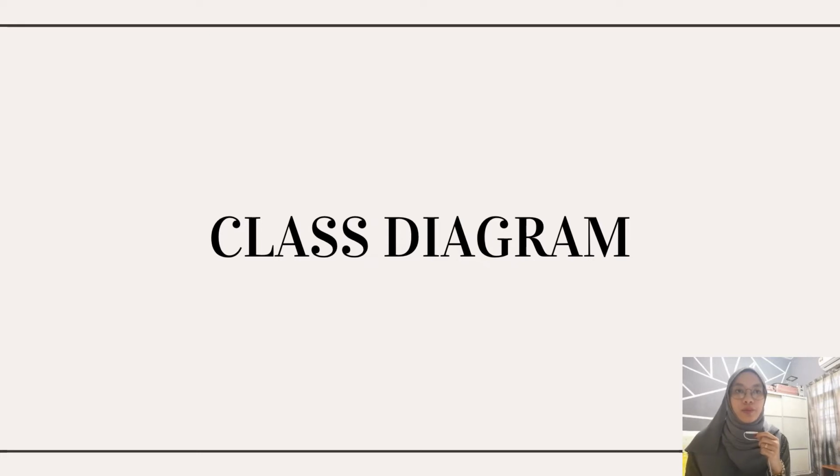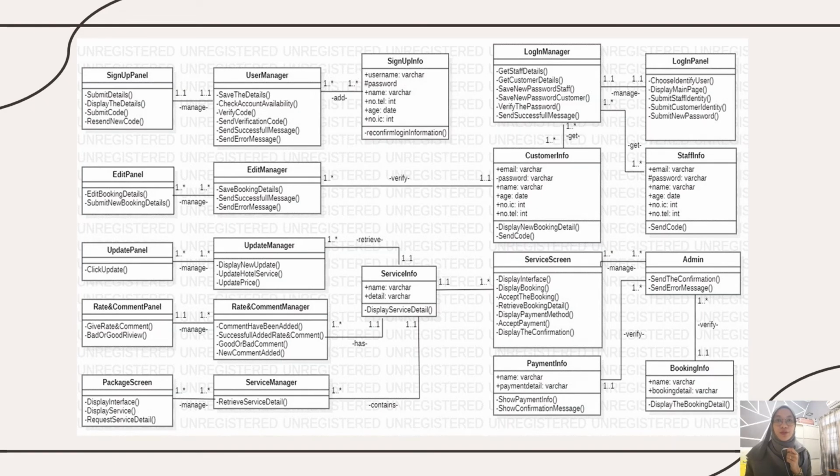Now I want to present about class diagram. Firstly, I want to explain the meaning of class diagram. Class diagram is a type of static structure diagram that describes the structure of a system by showing the system classes, their attributes, operation or methods, and show the relationship among objects. So, as you can see, this is our full class diagram.